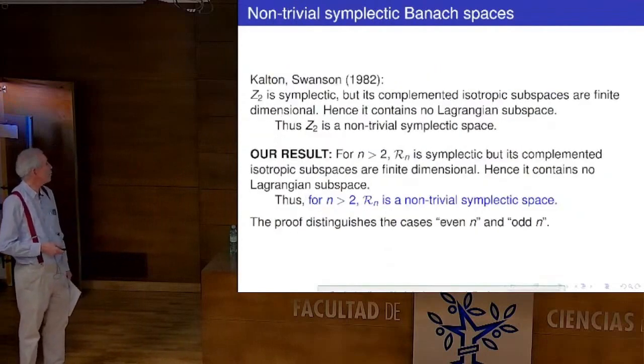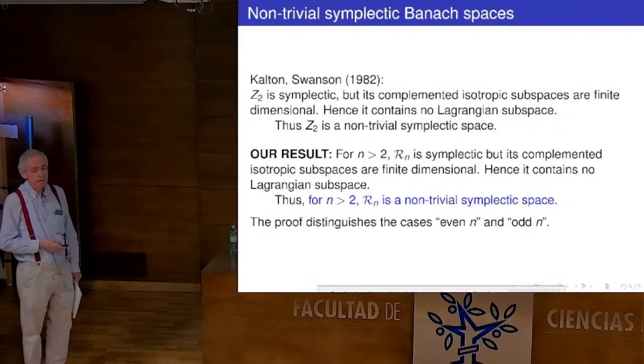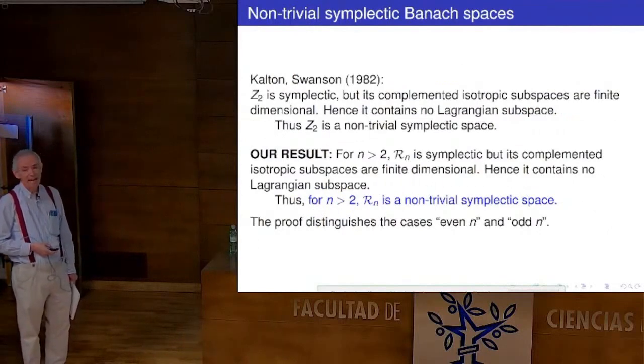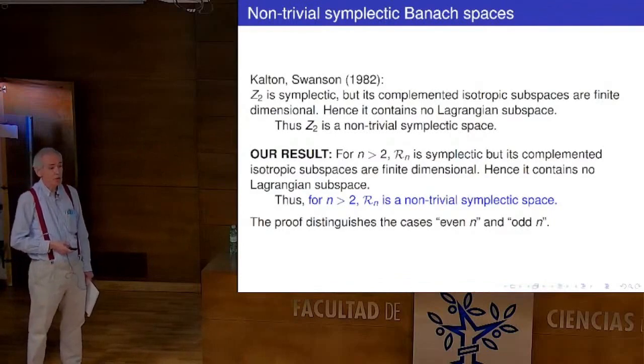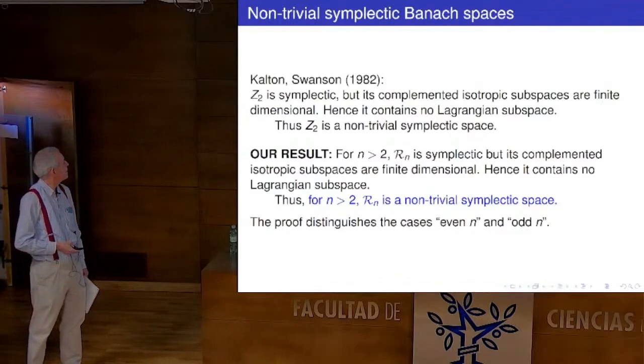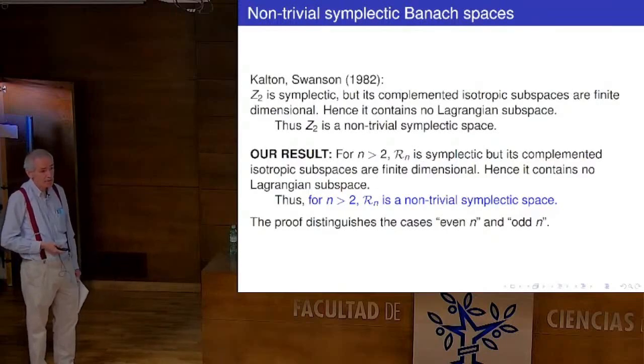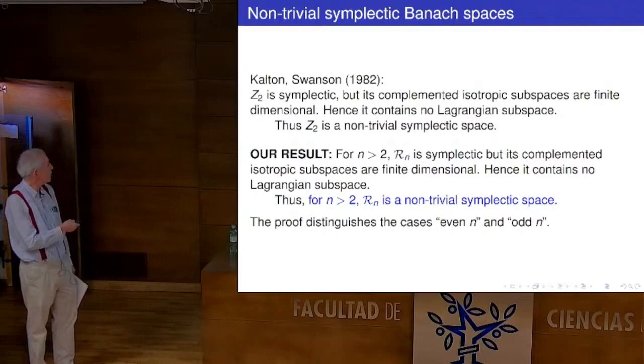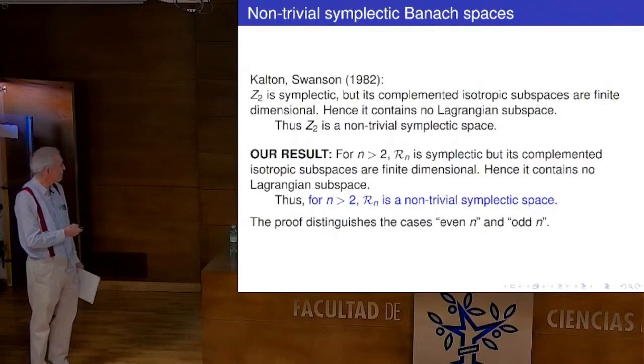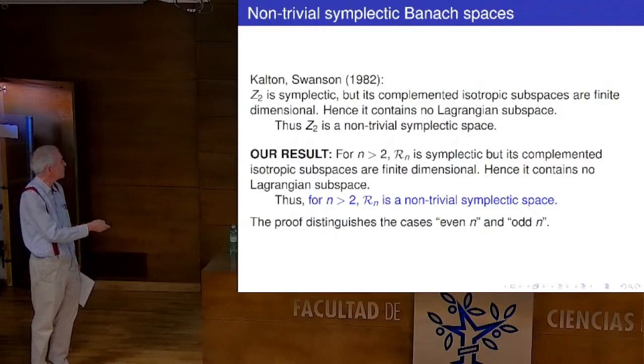Then Carlton and Swanson were able to show that in the space ℓ2, every complementing isotropic subspace is finite dimensional, so it has no Lagrangian subspace, and ℓ2 is a non-trivial symplectic space. Then we are able to show the same result for n bigger than 2. Here the definition is not quite the same. In fact, we have to distinguish the case n even and n odd.